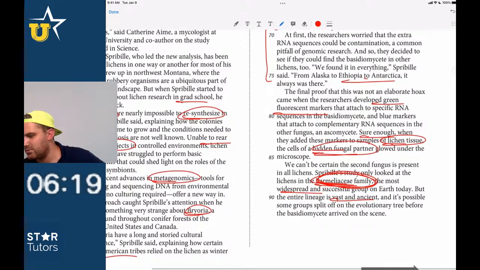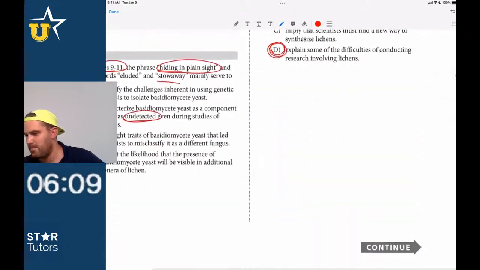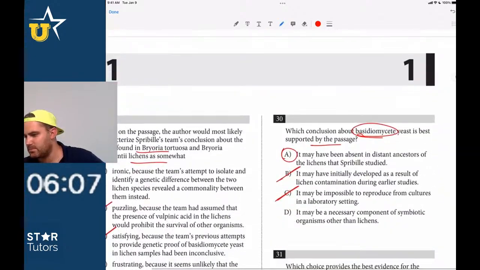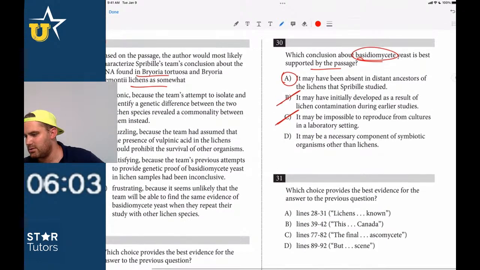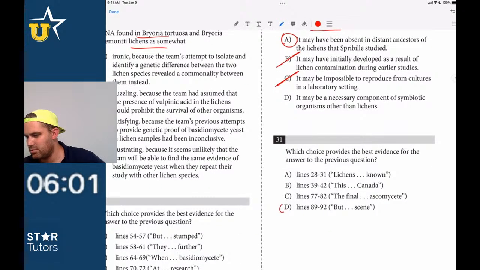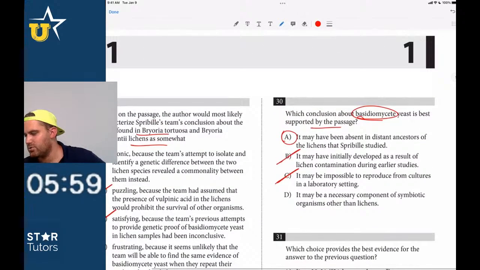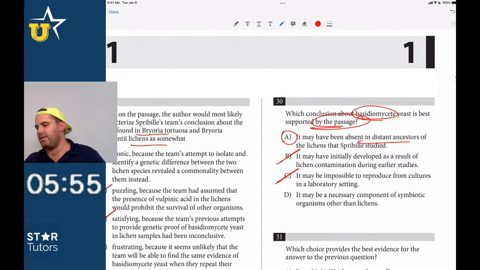Markers, you can be certain all lichens, only look at lichens in the most widespread, but the entire lineage is vast and ancient. It's possible somebody I've been seen. What is that? Yeah, I think it's the last one. Right. Conclusion is best supported by the passage. It may have been distant. Yeah, that's definitely it, right?